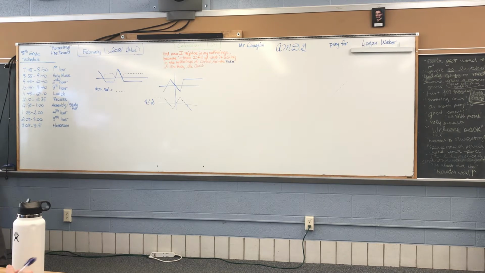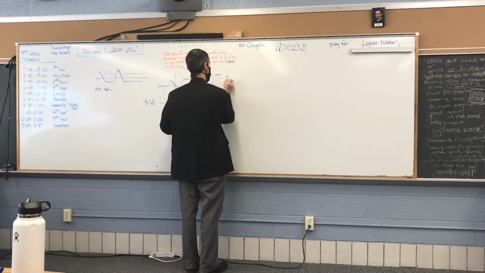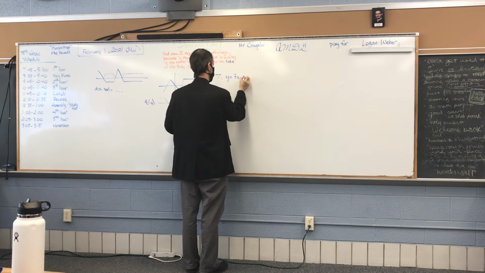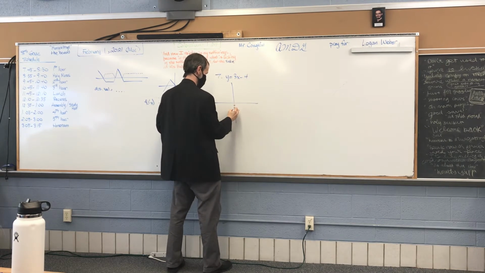Number 7. Sketch the graph and then the reflection of the graph. y equals 3x minus 4. This one I better just graph. 3x minus 4, hopefully you remember slope-intercept form. Go down 4. Rise 3.